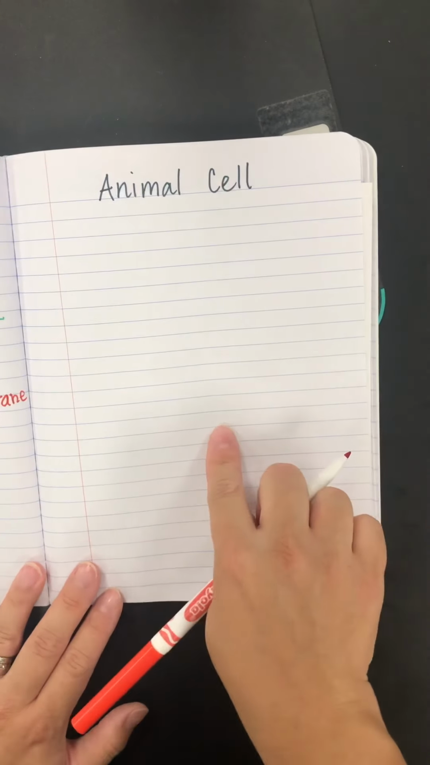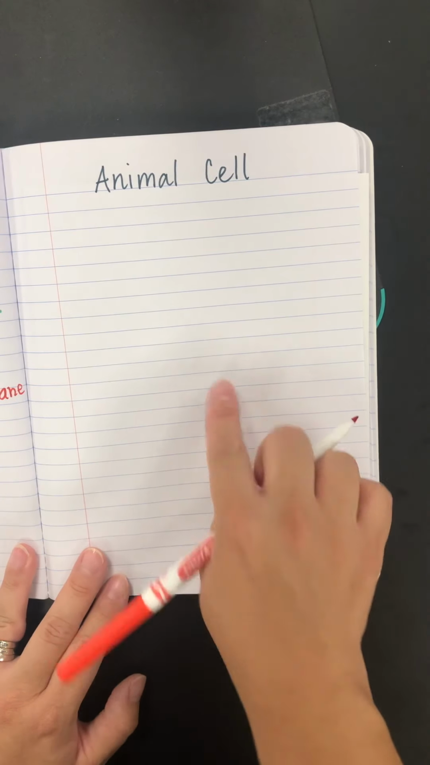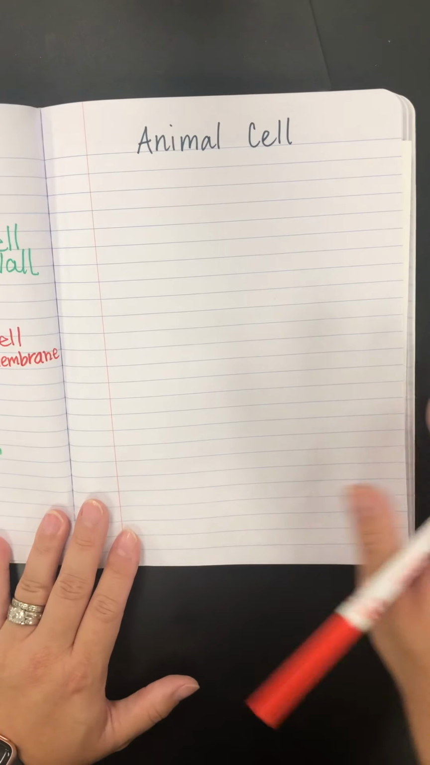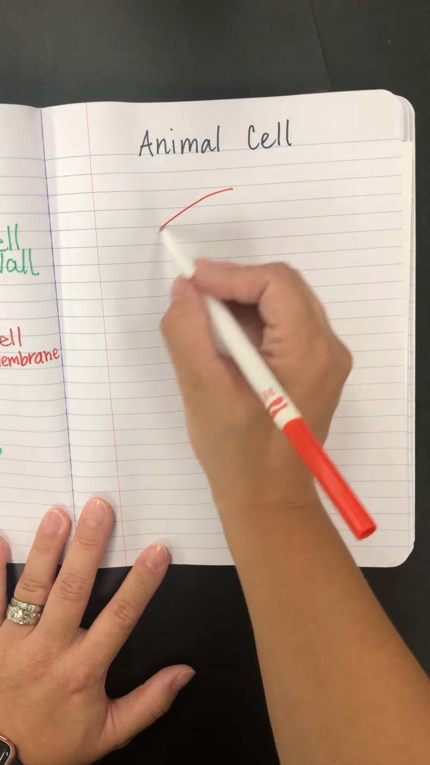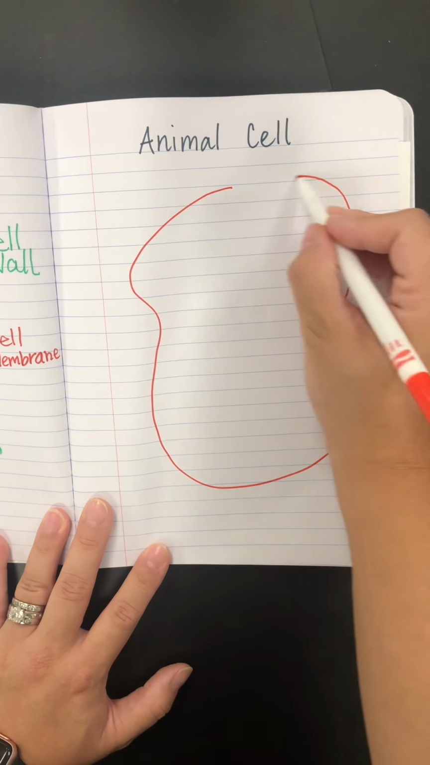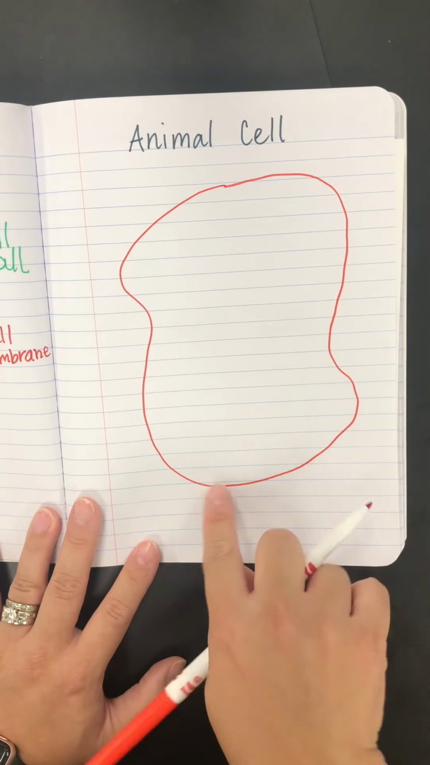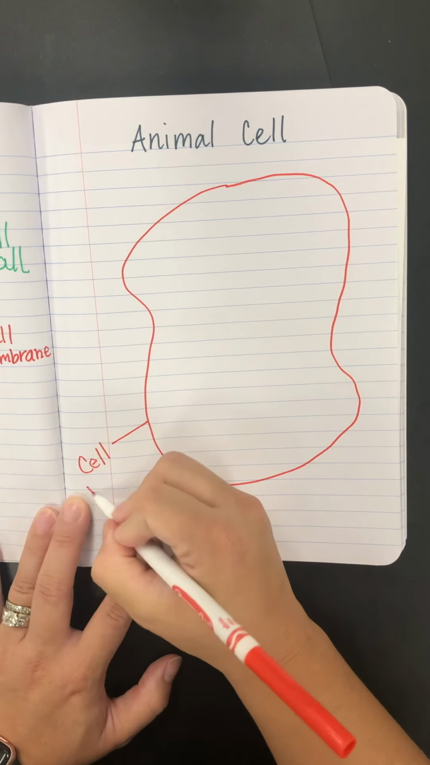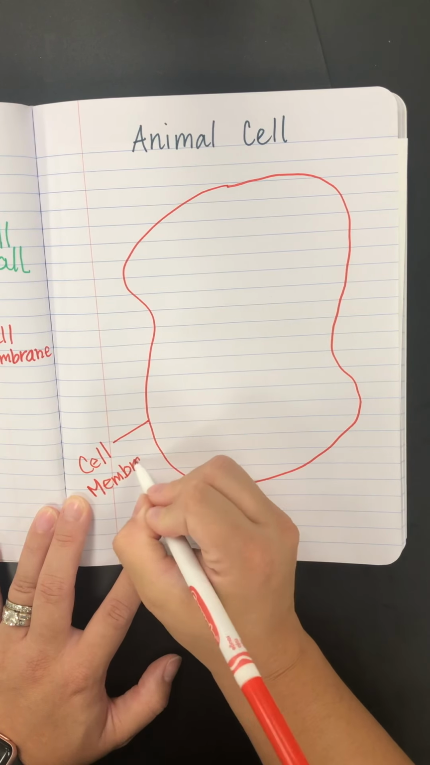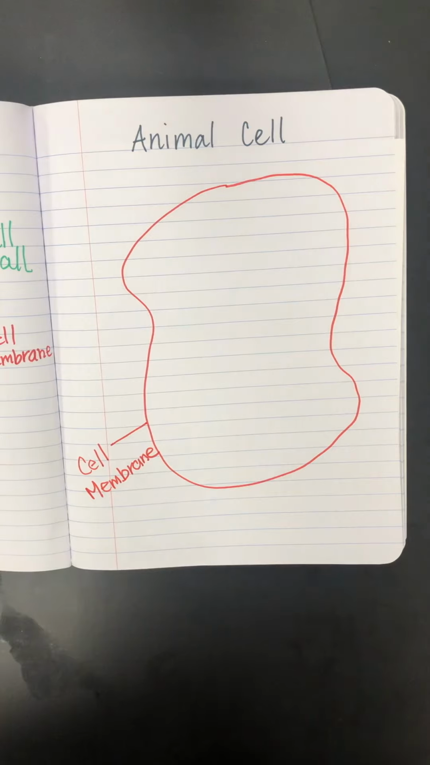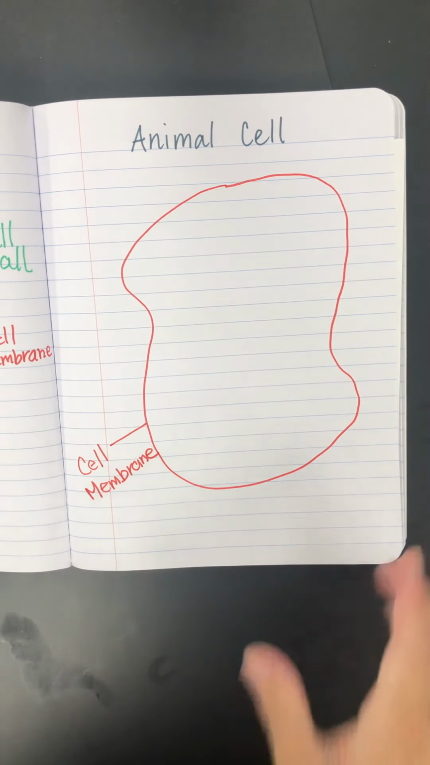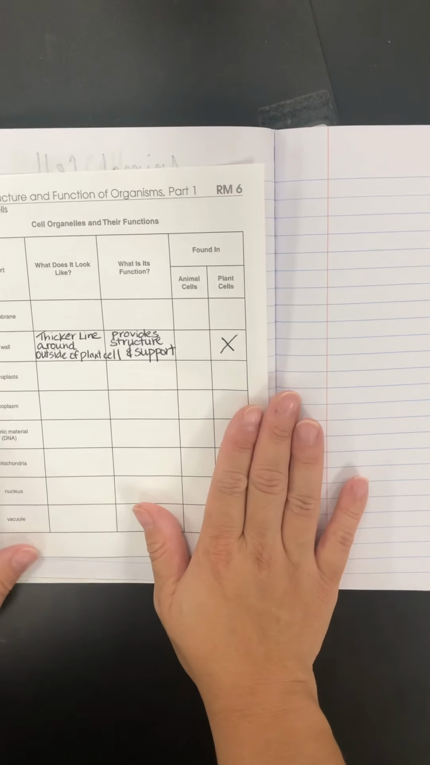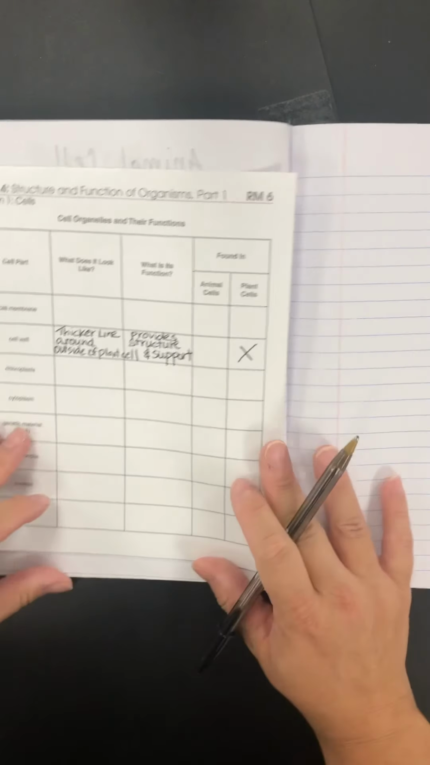And in an animal cell, there is a cell membrane this time. Animal cells do not have a box-like shape. Animal cells are more circular or blob-like. So I'm going to make my animal cell kind of like a big blob. And my cell membrane is that outline. Now that I have drawn my two cell membranes, I'm going to go back to the chart and write about where it's found, what its function is, and what it looks like.